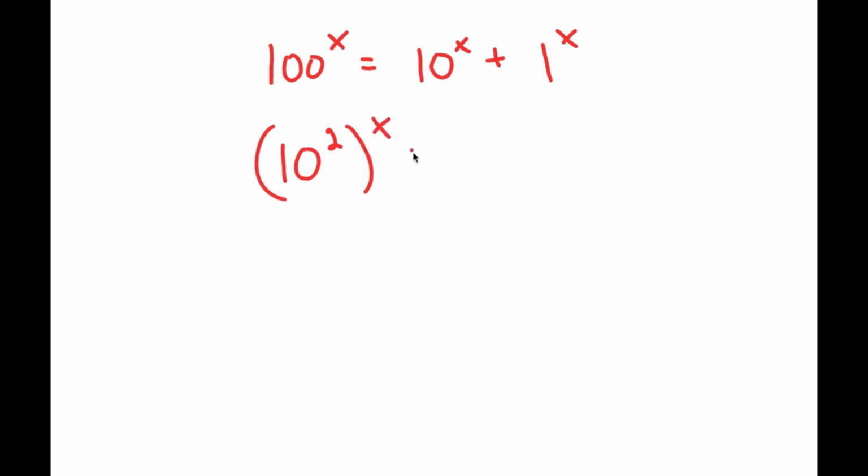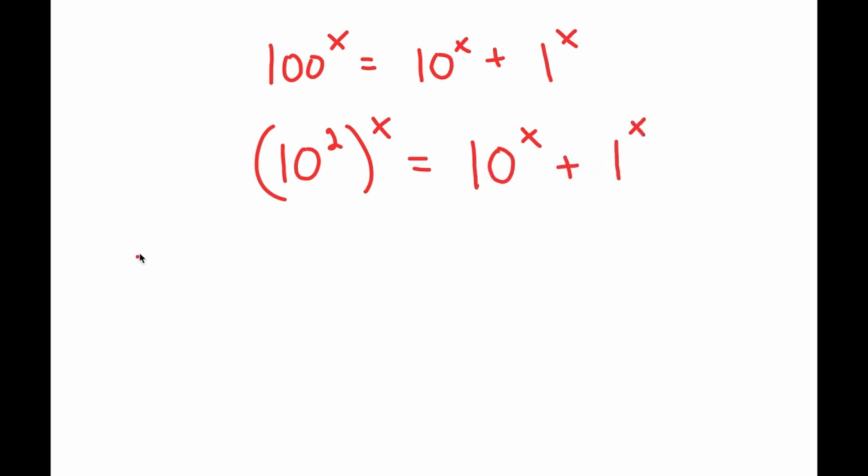Alright, so in this video, I'm going to be solving the problem 100 to the power of x is equal to 10 to the power of x plus 1 to the power of x. So, to solve this, what I'm first going to do is rewrite 100 to the power of x as 10 squared to the power of x. So now this is equal to 10 to the power of x plus 1 to the power of x.